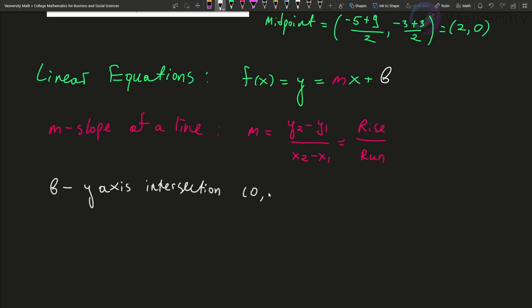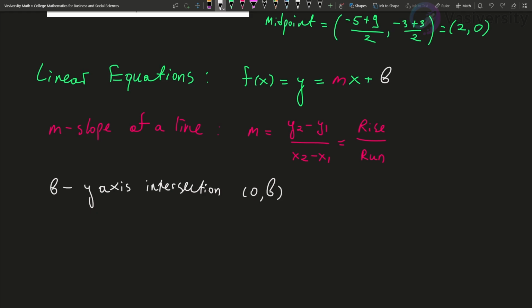Essentially the point 0, b. That's when the y-axis is intersected. And what we are able to do is find the m value and the b value, and actually we will be able to do some equations right now.